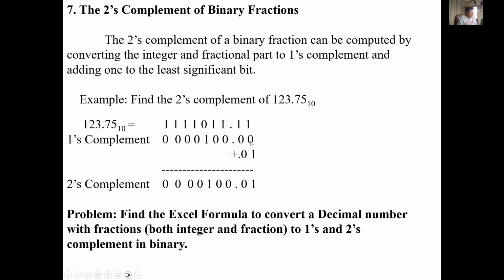Remember that the least significant bits here are both zeros. Where do you add the 1? To the last one before you computed the ones complement. So therefore, the 2's complement in this case is 0.01. Remember the least significant bit of the original number. So now we can compute the 1's and 2's complement of both integers and fractions in binary.